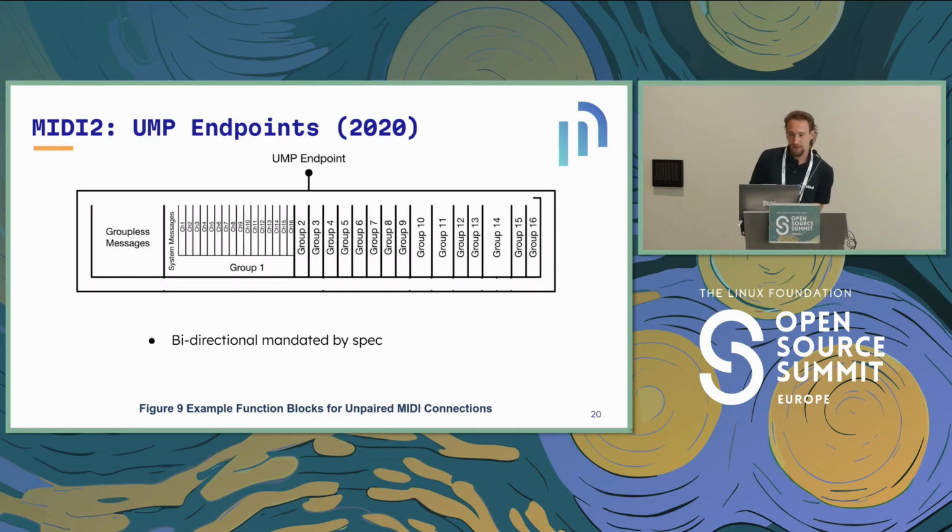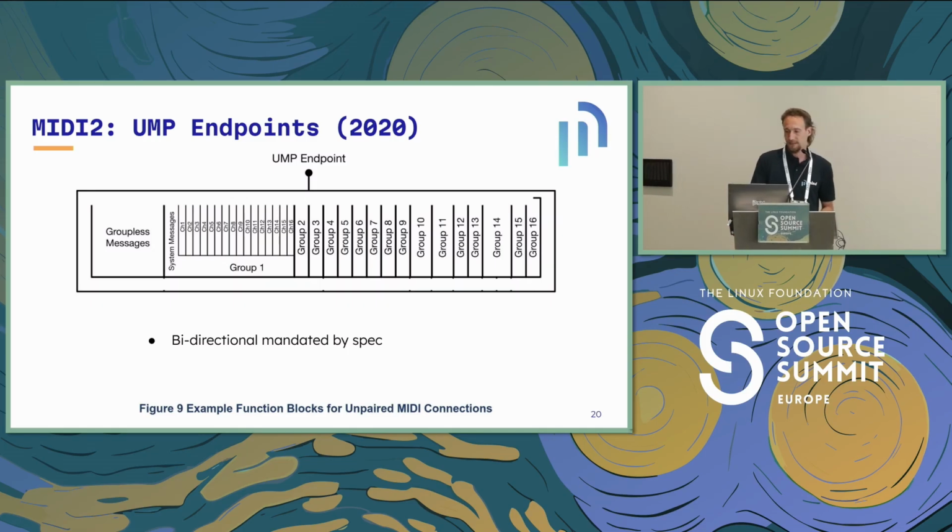In the 2020s came the new revision of the protocol, which is called MIDI 2. And in that realm, we have UMP endpoints. I will come back to that just afterwards. But basically, a UMP endpoint is where you deliver MIDI 2 messages. A UMP endpoint has 16 groups, and each of them has 16 channels. And a UMP endpoint must be bidirectional, so you can send and receive data from there.